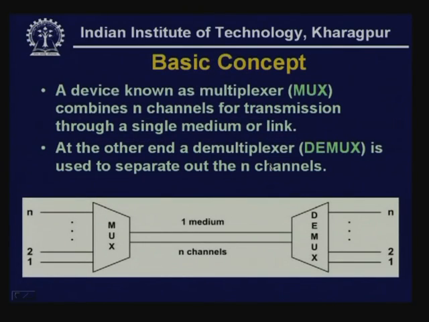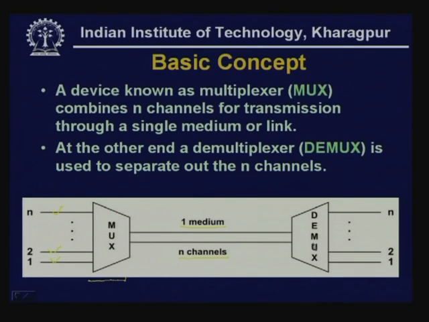Now, let us look at the basic concept of multiplexing. Here, we use a device known as multiplexer. This multiplexer is combining the signals coming from n channels. As you can see, this is channel 1, this is channel 2 and this is channel n. So, from n channels signals are coming and it is combined with the help of a multiplexer. Then the multiplexer is sending the combined or composite signal through a single medium. So, you have got only one medium and the signals of n channels are being sent through the medium.